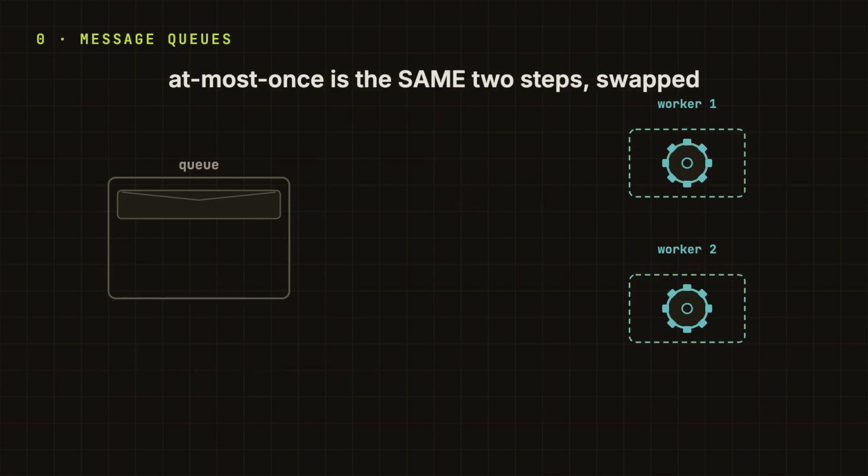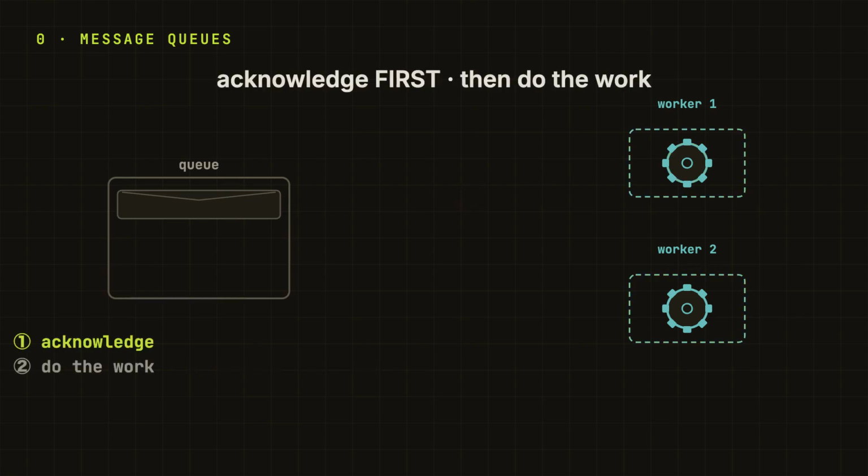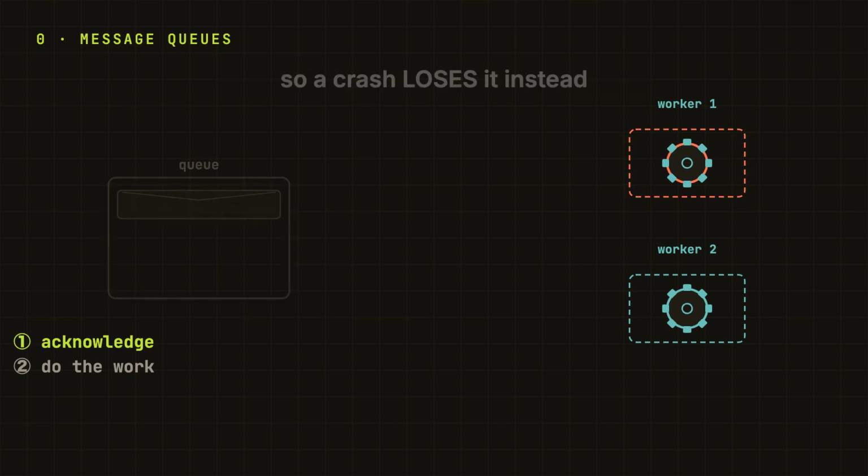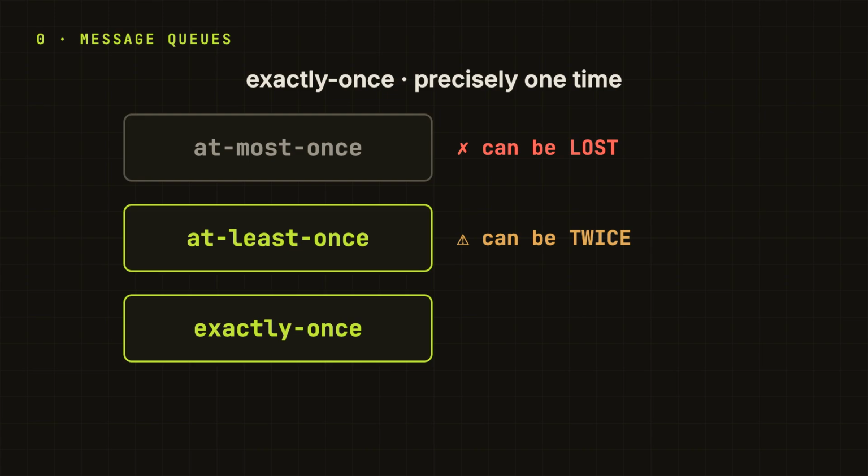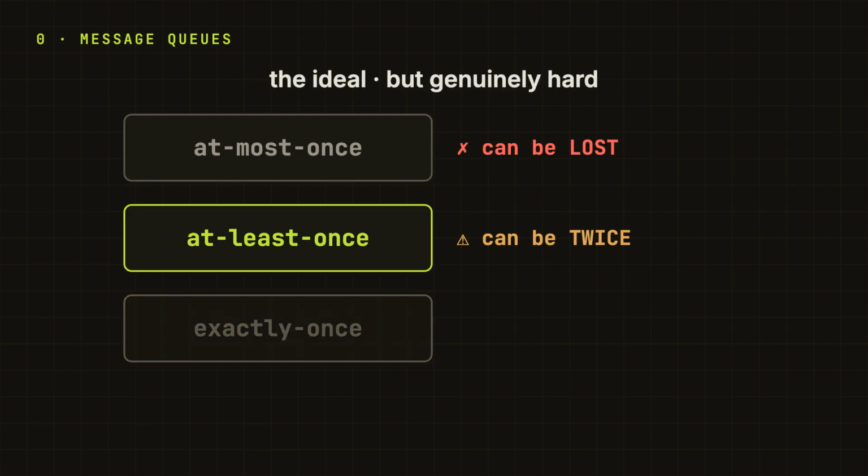And at most once is just the opposite order. Acknowledge first, then do the work. So a crash loses it instead. And exactly once: delivered precisely one time, which is the ideal but genuinely hard.